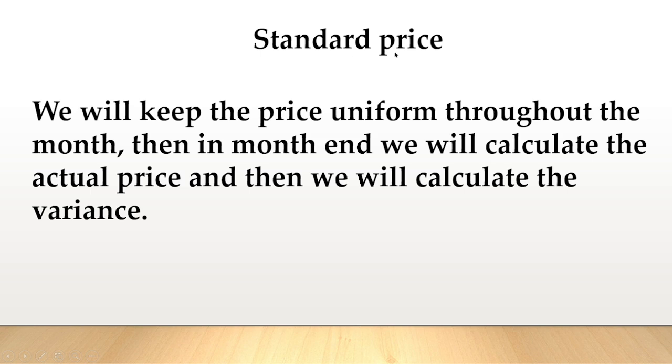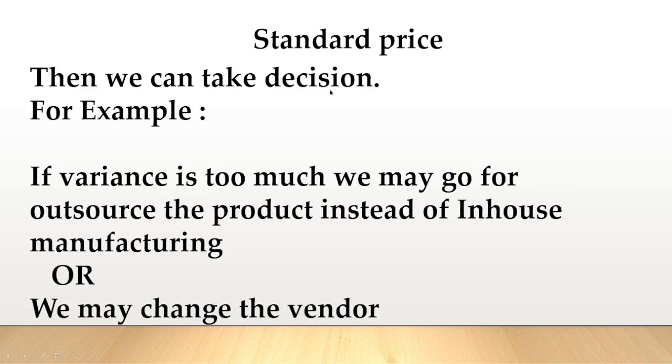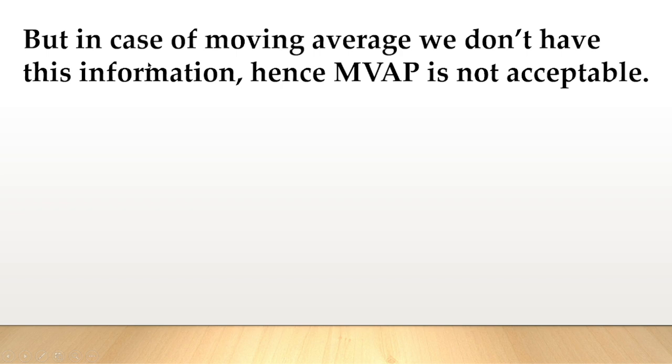The methodology of standard price is that we keep the price uniform throughout the month. Then at month end, we calculate the actual price and then calculate the variance. Then we can take a decision. For example, if the variance is too much, we may outsource the product instead of in-house manufacturing, or we may change the vendor. But in the case of moving average, we don't have this information. Hence, moving average price is not acceptable.